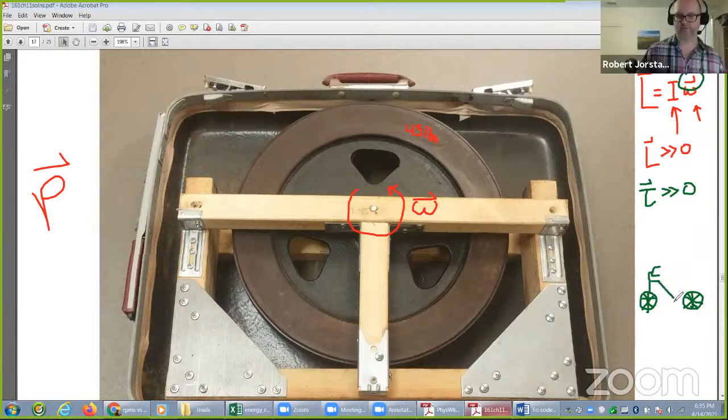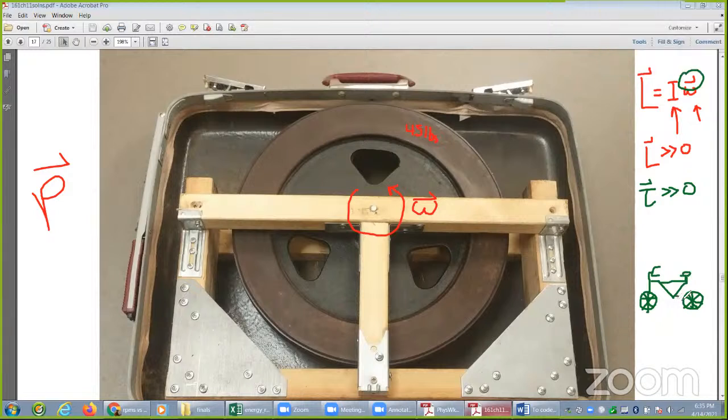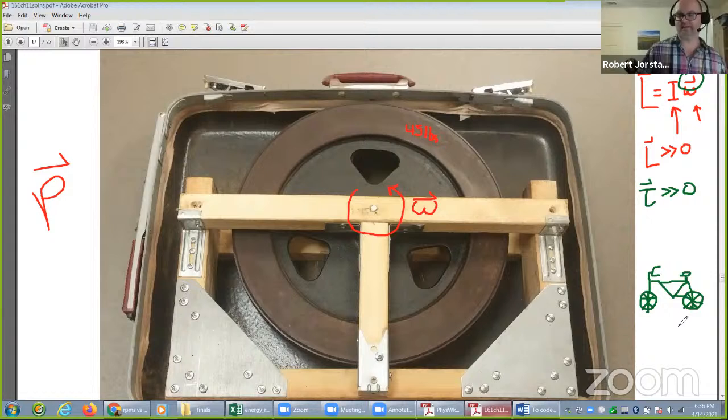This is not a very good picture. What am I trying to draw here? A bicycle. Think about this. Isn't the bicycle very similar to this experiment?